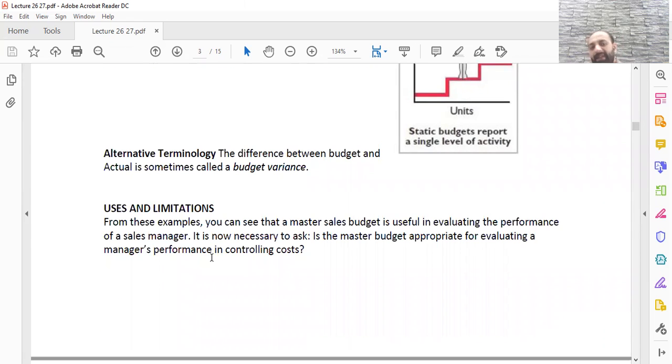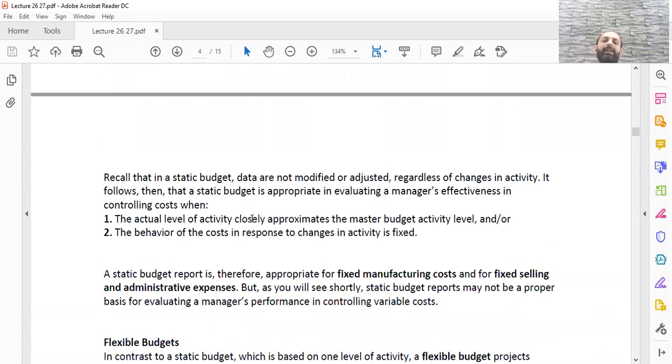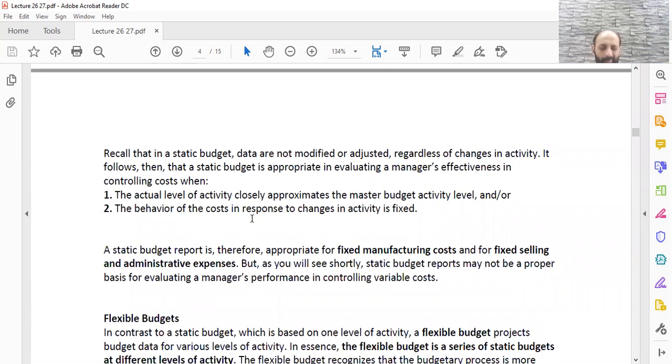Now, use and limitations. From these examples, you can see that a master sales budget is useful in evaluating the performance of a sales manager. It is now necessary to ask, is the master budget appropriate for evaluating the manager's performance in controlling cost? Recall that in a static budget, data are not modified or adjusted regardless of changes in activity.